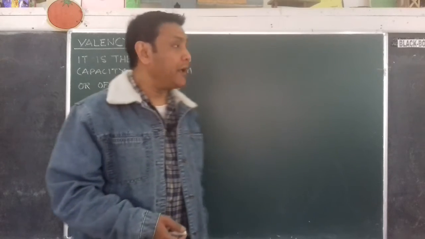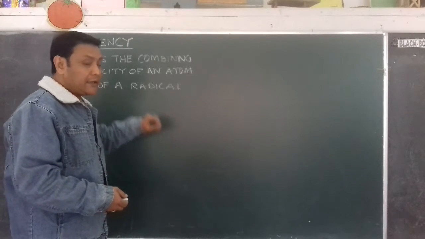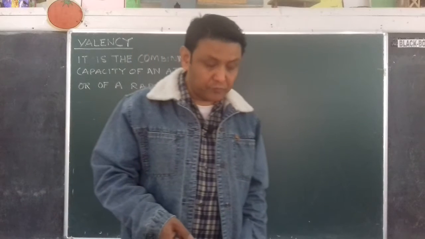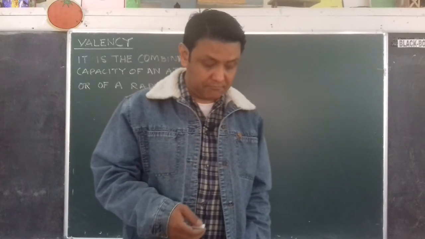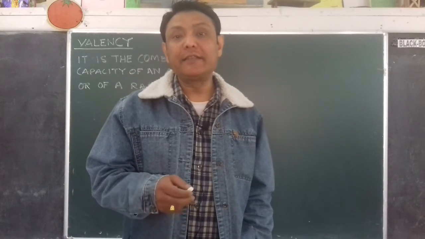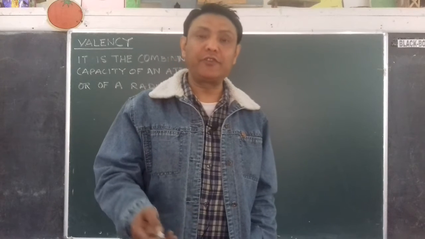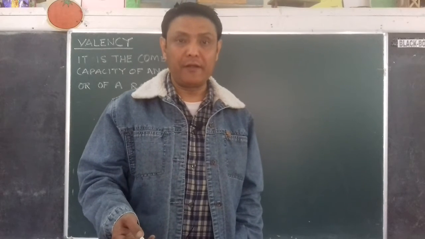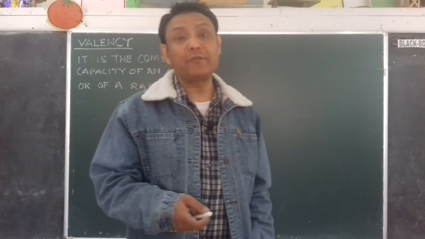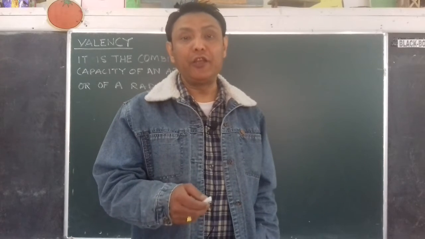Now we have come to a new term called radical. What is a radical? A radical is an atom or a group of atoms which behave like a single unit. You'll understand when we write a formula, so it's just a definition you have to remember. So what is a radical? It is an atom or a group of atoms of the same or different elements that behave like a single unit.